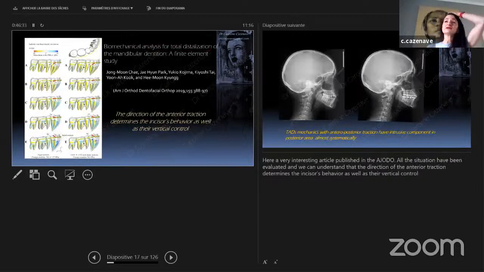Here, a very interesting article published in the AJODO. All the situations have been evaluated, and we can understand that the direction of the anterior traction determines the incisors' behavior as well as their vertical control.